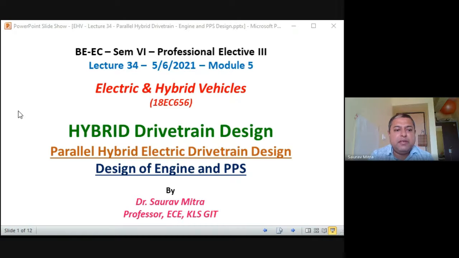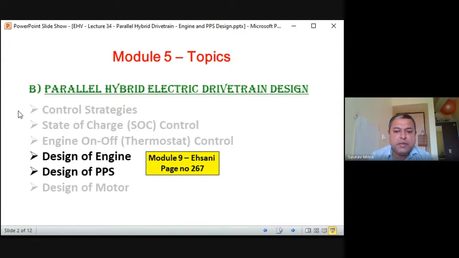And in parallel hybrid, what we have seen so far are these topics as given here. So we have seen different control strategies in the first lecture of parallel hybrid. Then we have seen the control part of parallel hybrid. First control part was state of charge control part of PPS. Second control part was engine on off or thermostat control part. Today we are going to see how to design the parameters for parallel hybrid electric drivetrain.